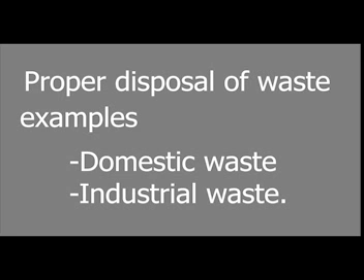The first one is domestic waste. Domestic waste is the one that we have in our homes, the waste materials that we get rid of in our homes. Then number two, there is what we call industrial waste. Industrial waste, coming from the word industry. These are waste materials that come from industries.